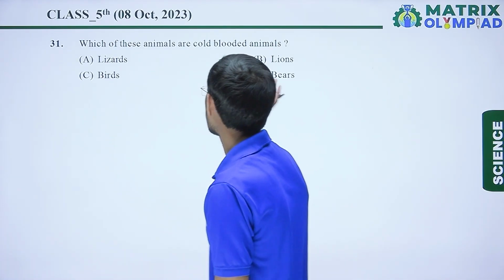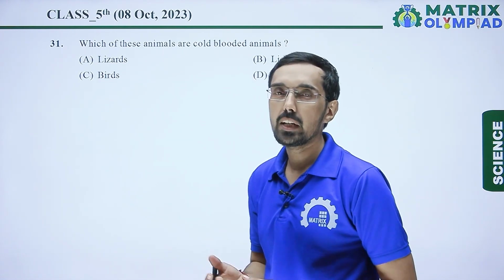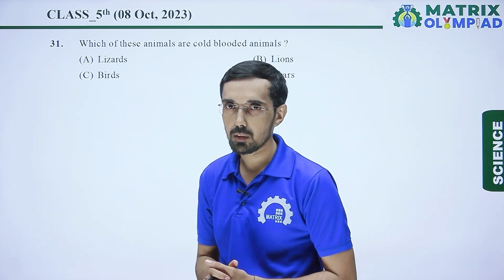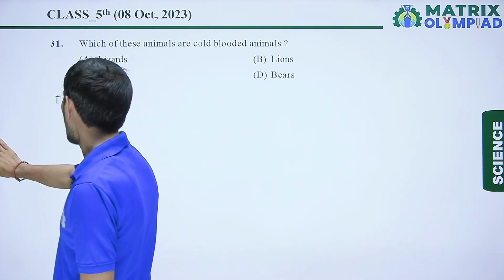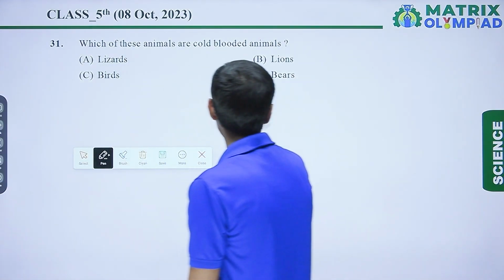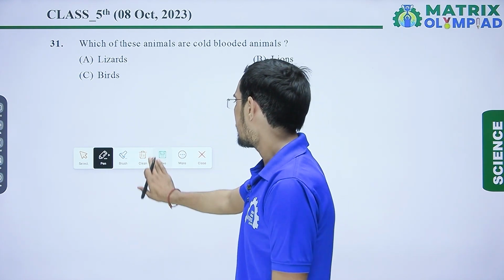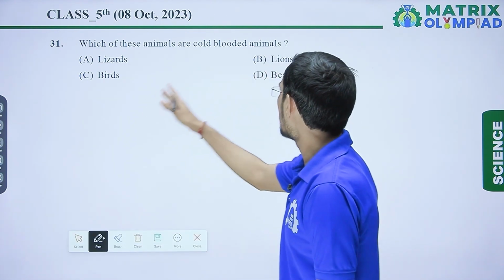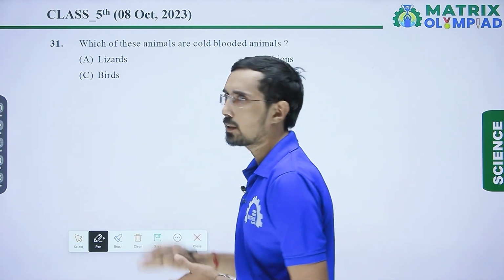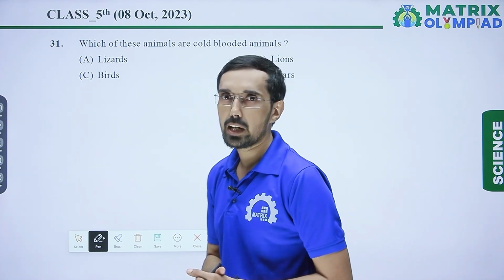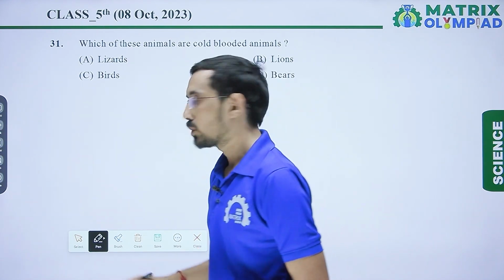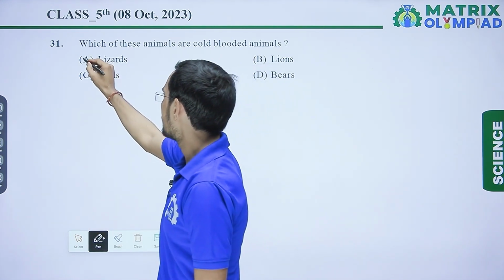Which of these animals are the cold-blooded animals? Cold-blooded animals are those animals which can change their body temperature according to the environment temperature. So the given options are lizard, lion, birds and bear. As we all know, birds, lion and bear belong to the aves as well as the mammals, and lizards belong to the reptiles, and they belong to the ectothermal group of animals. So our correct answer will be lizard.